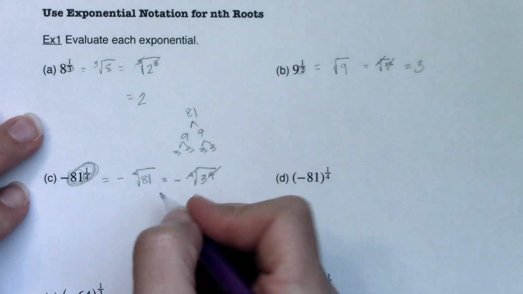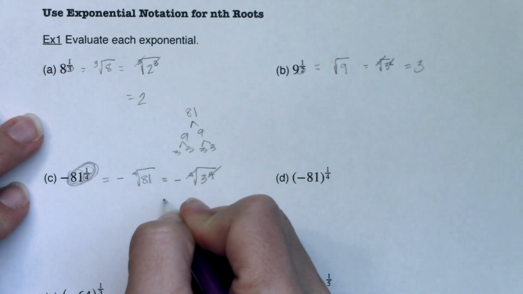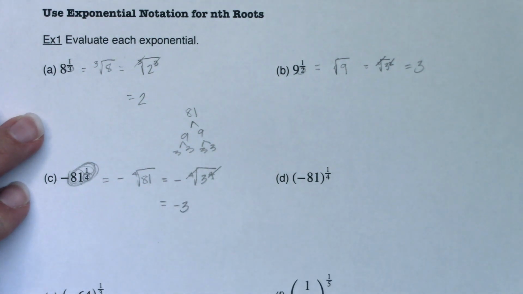Those are inverse operations of each other. So the 4th root of 3 to the 4th is 3, and then I have that negative in front of it, so this is negative 3.